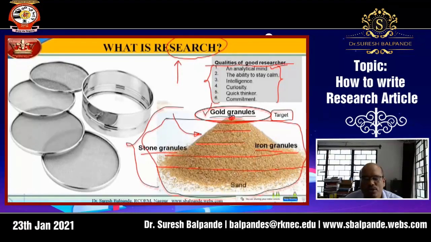You should be in a position to analyze this. That means this is a sand. Now you should have some analytical mind, some clue, so that you can find the gold granules, because you are having the idea that gold granules may be present in this sand. So that vision you must have.